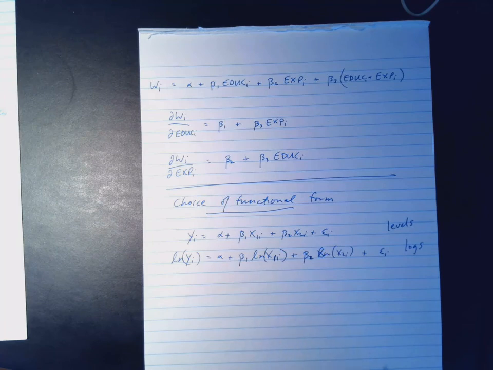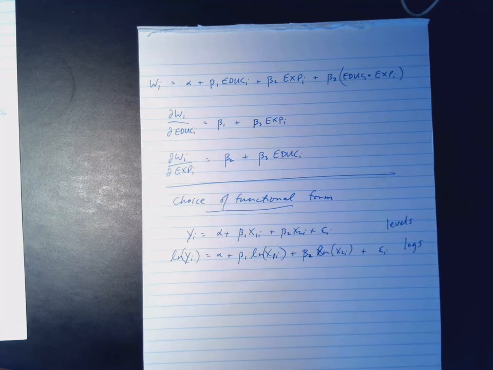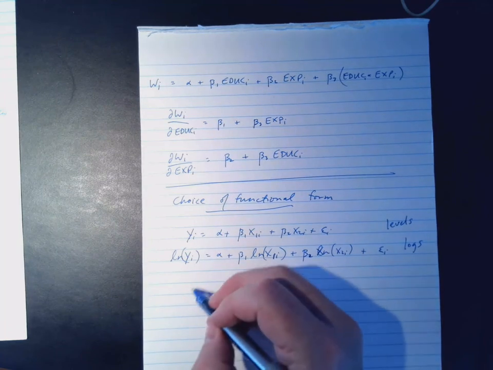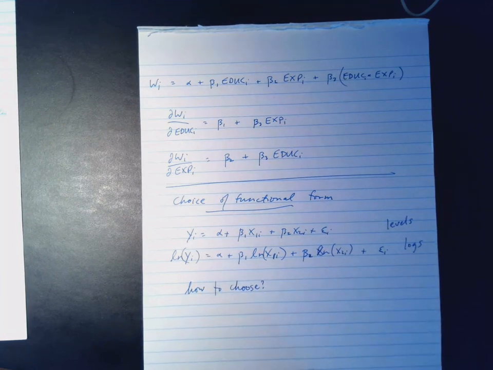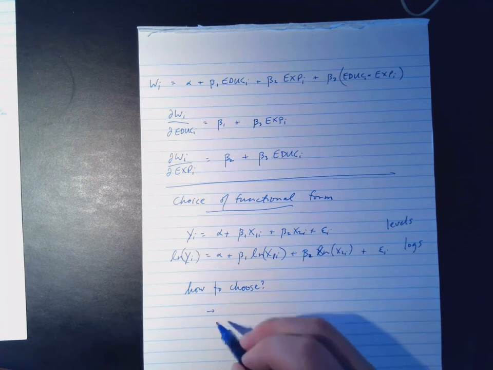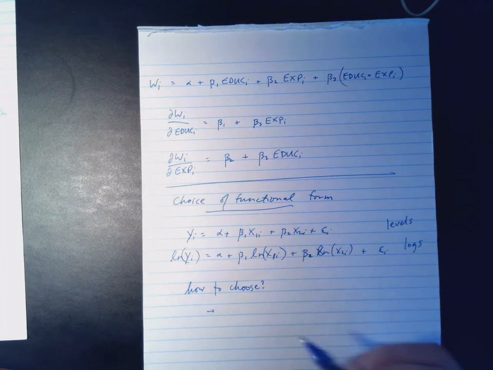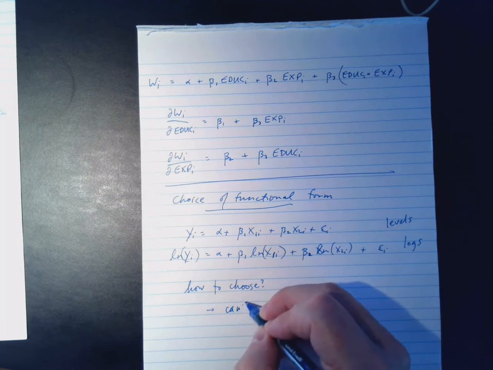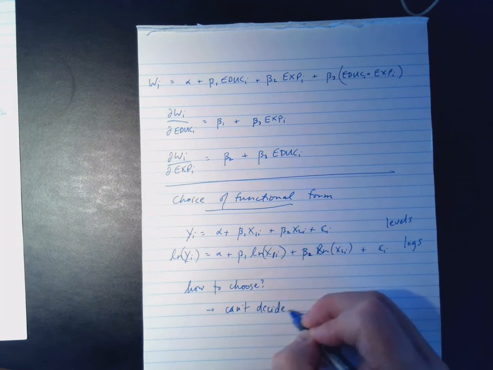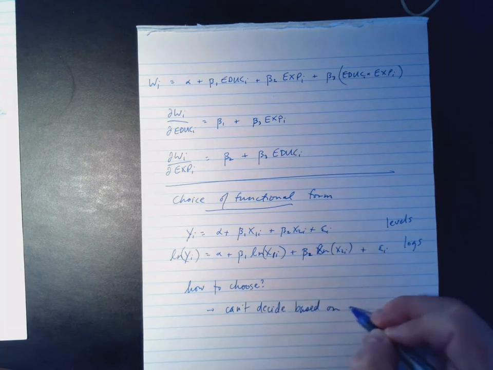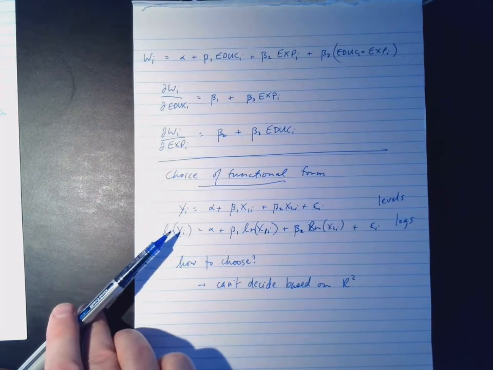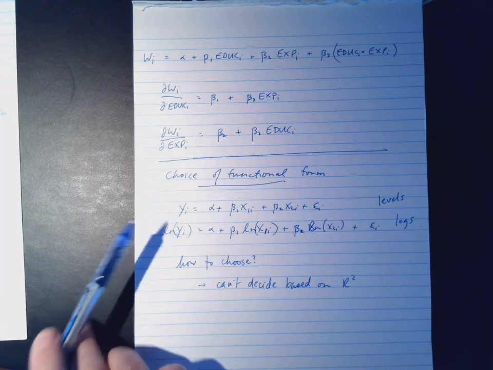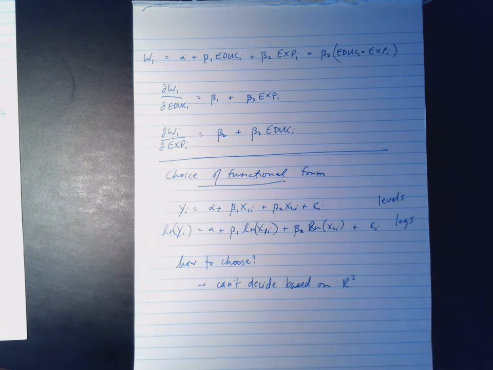Now, how would you decide between those two? Which functional form do you think is better? Well, you can't compare the r-squareds, so you can't decide based on the r-squared, because when the dependent variable is different between two models, the r-squared isn't directly comparable between the two.